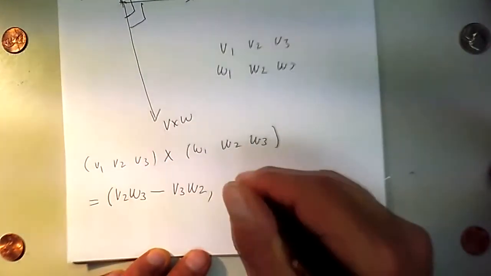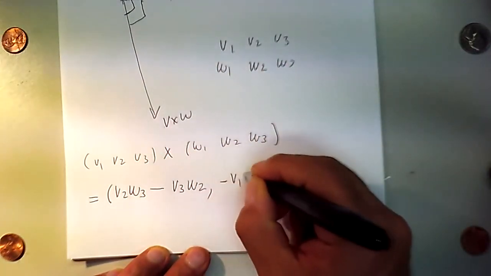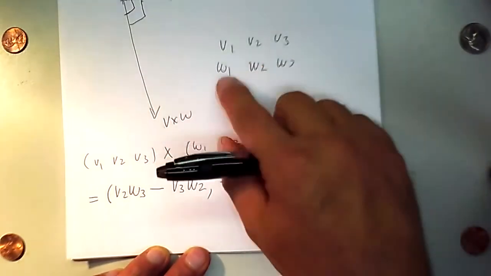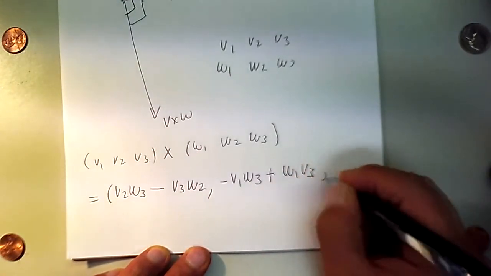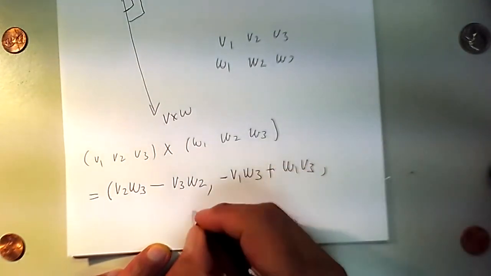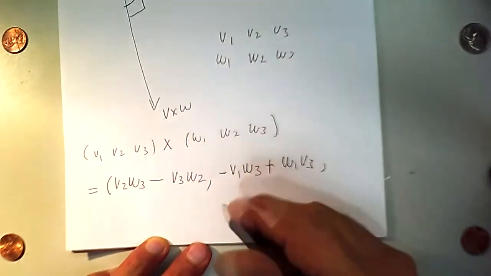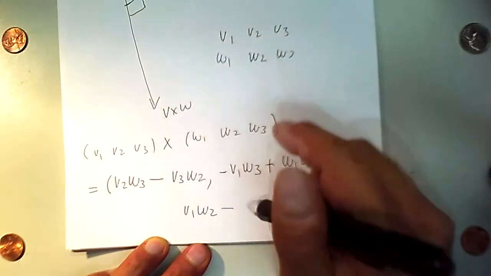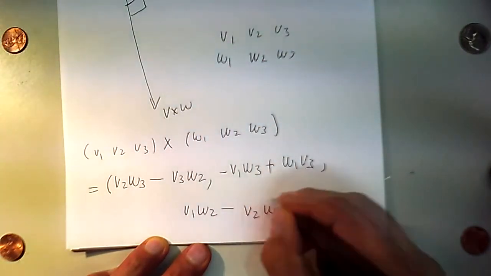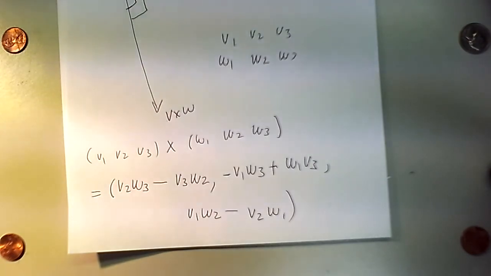There are three components. Then we do negative V1, W3 plus W1, V3. I'm running out of space and I don't want to write it too small in here, so I'm going to continue with the third coordinate down here: V1, W2 minus V2, W1, or W1, V2, either way, close. That's pretty much the way you have to memorize to find the cross product. At least I do memorize it.